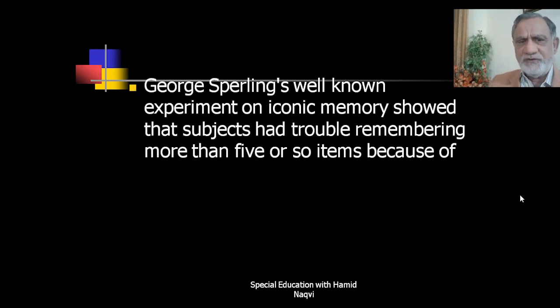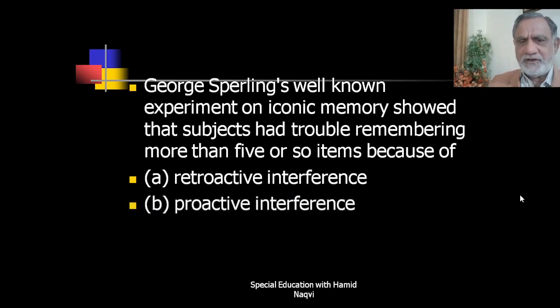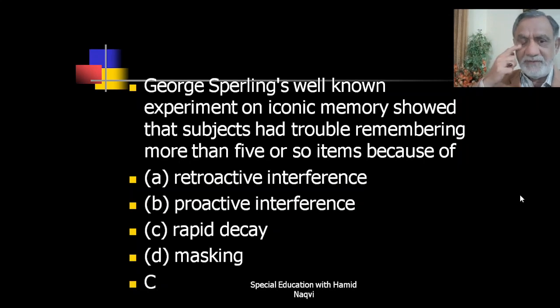Sperling's well-known experiment on iconic memory showed that subjects had trouble remembering more than five or so items because of retroactive interference, proactive interference, rapid decay, or masking. The correct answer is C, that is rapid decay.